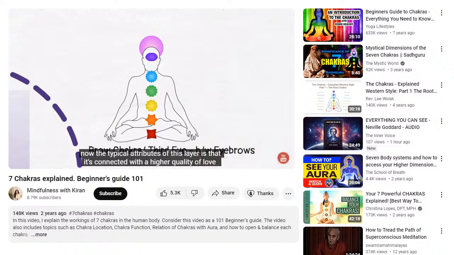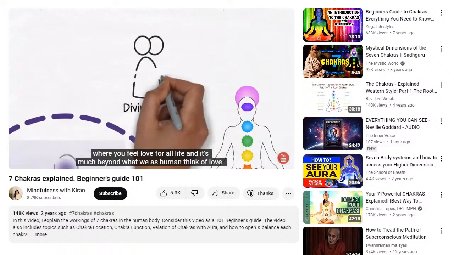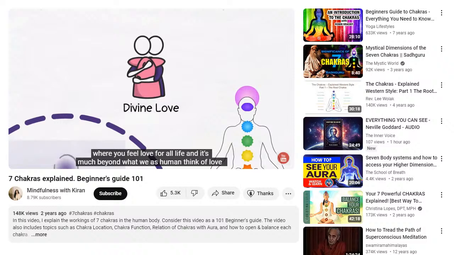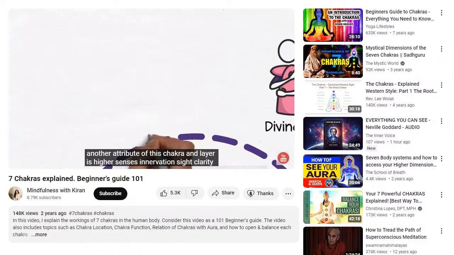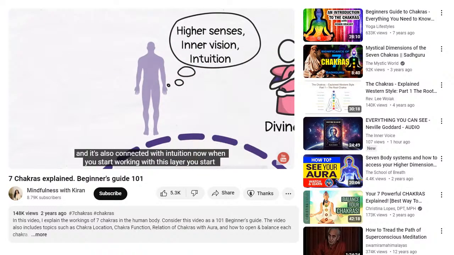Now the typical attributes of this layer is that it's connected with a higher quality of love, where you feel love for all life, and it's much beyond what we as humans think of as love. Another attribute of this chakra and layer is higher senses, inner vision, sight, clarity, and it's also connected with intuition.